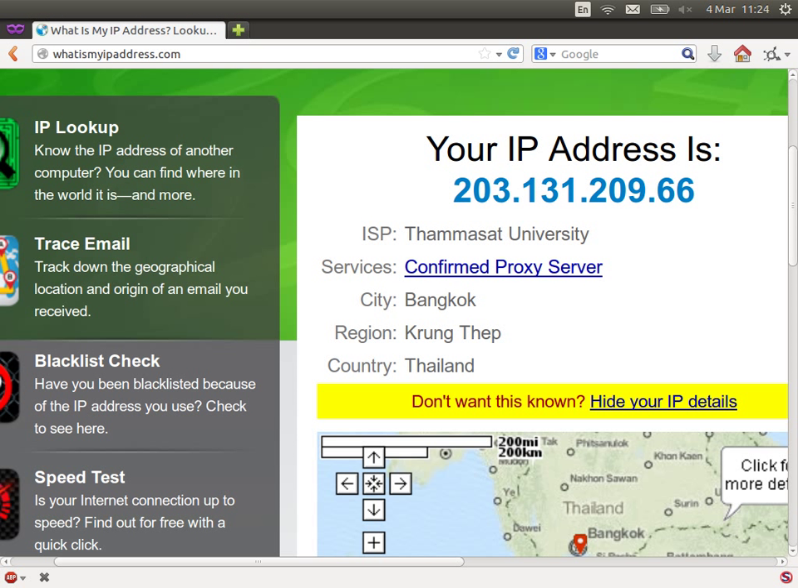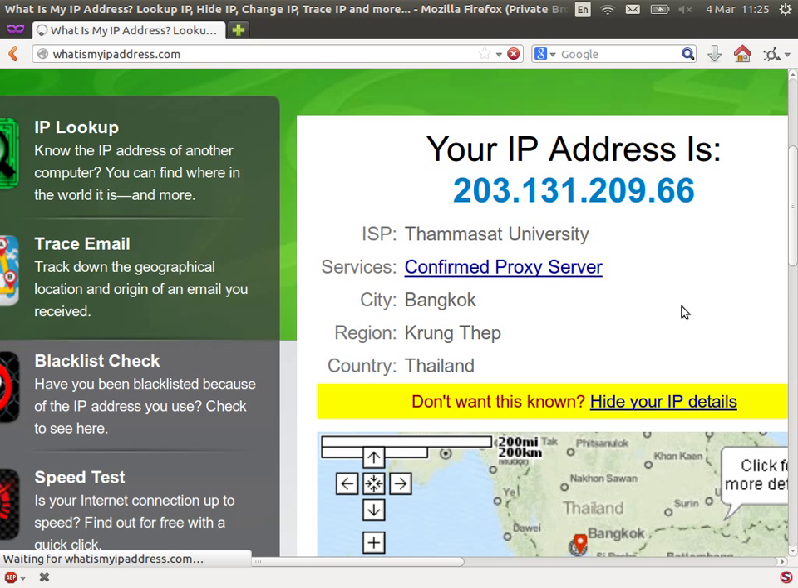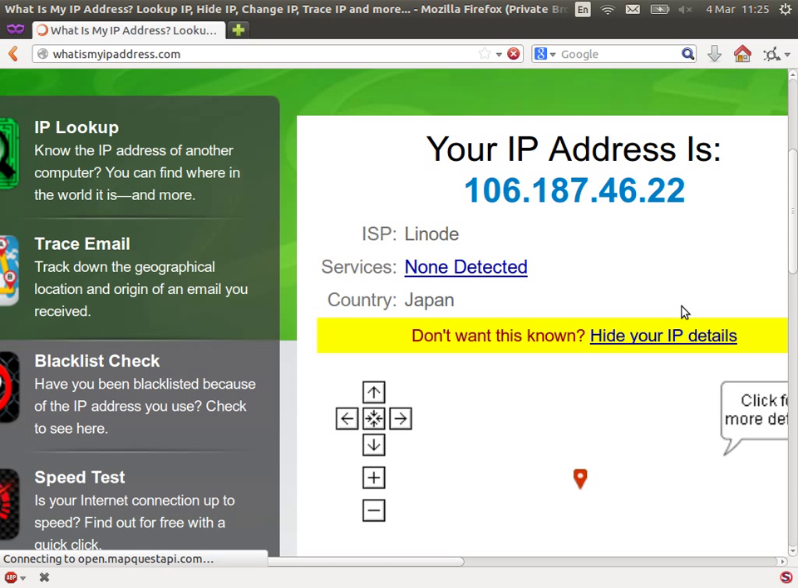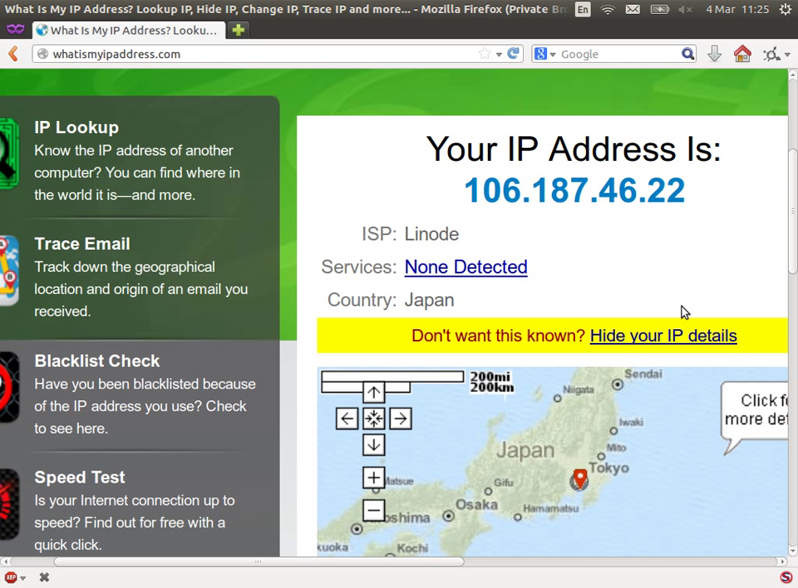Let's try. So here's my IP address. I visited the website. It identifies me. Let's refresh. Let's hope it works. I'm now in Japan. Okay. My IP address identified from this website that I accessed is now this 106 address, and it locates me at this different ISP in Japan.